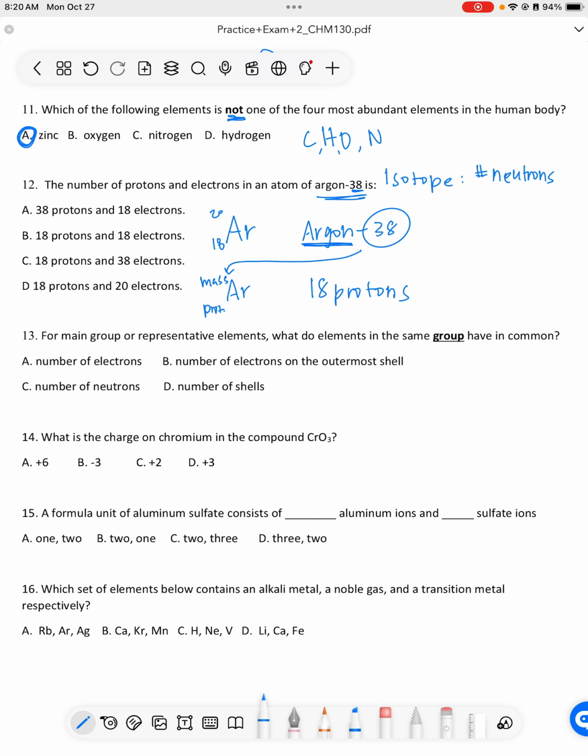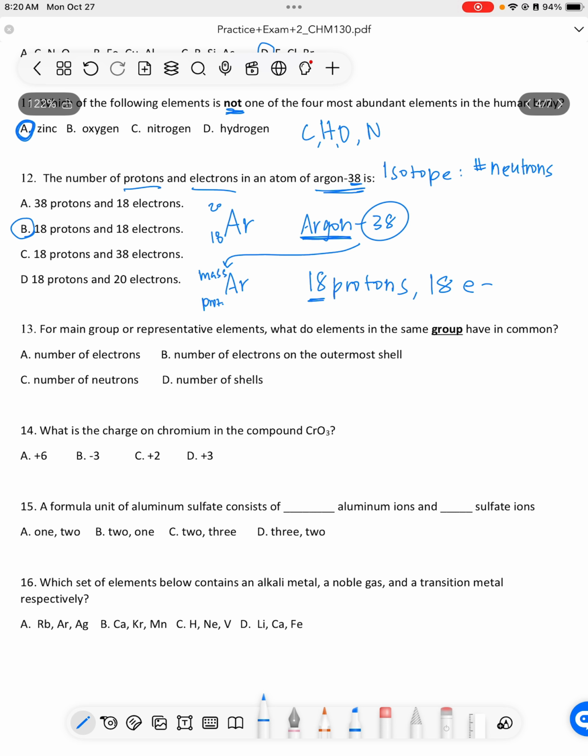And actually, we don't even need to do anything with the mass because it's asking for protons and electrons. This isn't an ion of argon. Ions are when they can lose or gain electrons. This is an isotope, and isotopes gain or lose neutrons. So if it has 18 protons, then it's going to have 18 electrons. Looking at B.